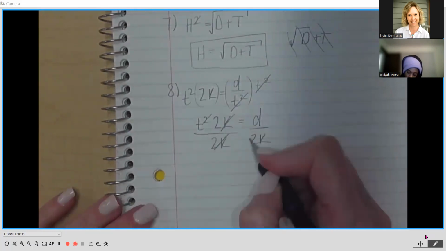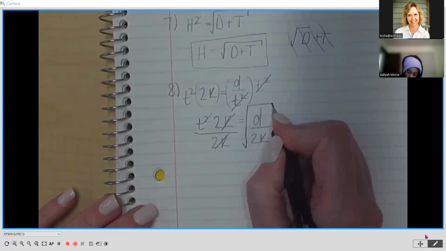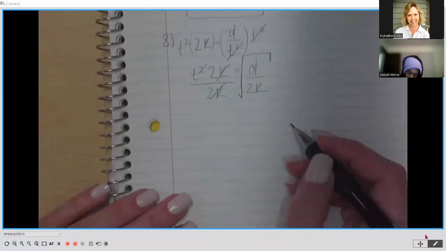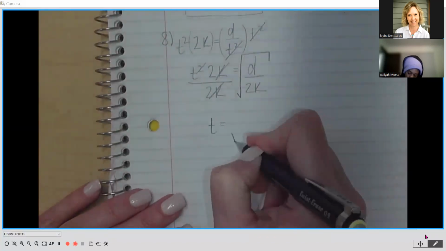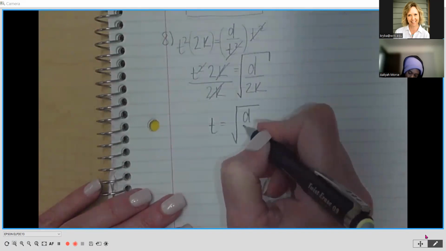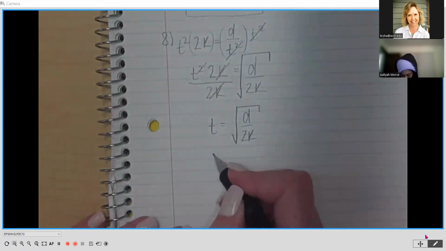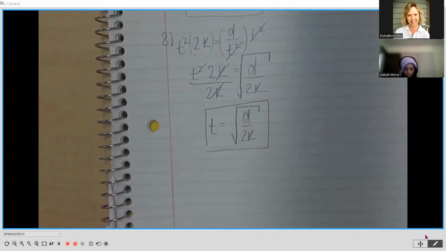So to clear that square, I need to start my radical at the bottom, the denominator of the other side. So my final answer is going to be t is equal to the square root of d over 2k. And make sure you extend it for the top and the bottom, the numerator and the denominator. Okay, and then a box around that final answer.